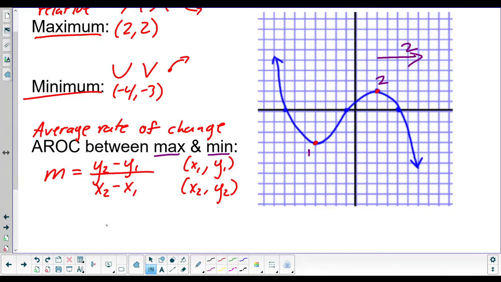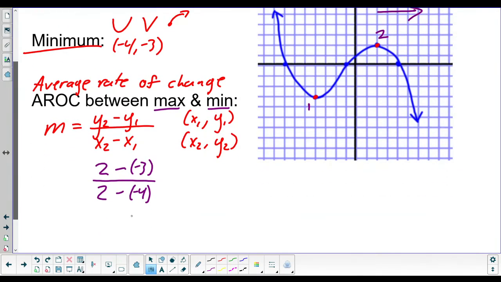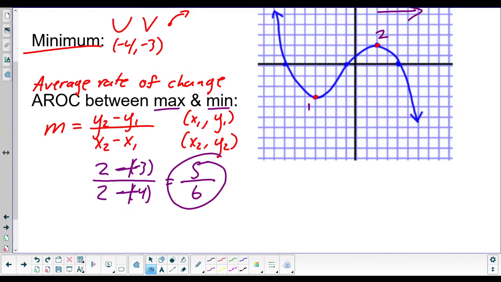So we'll put those in first. We're going to have 2 over 2, put our minus signs from the equation. Then 1 is our minimum. So we're going to have y, negative 3, over the x, negative 4. And now we simplify this. So minus and negative, same thing as plus. 2 plus 3 is 5. Minus and negative, same thing as plus. 2 plus 4 is 6. So our average rate of change is 5 over 6.